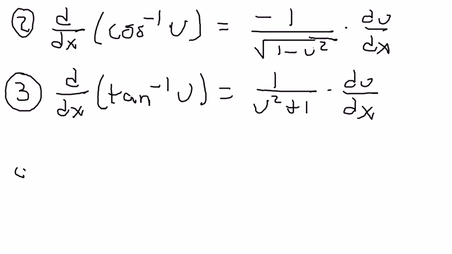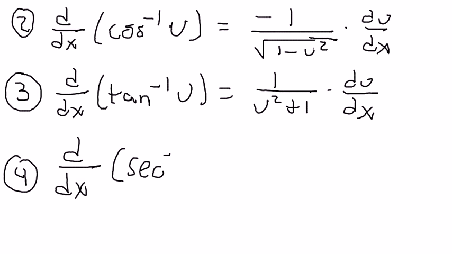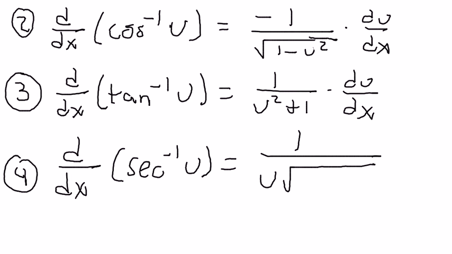And then finally, like I said, our book does secant, so I'll include that. I have never seen this one on the AP exam, however. And that's going to be 1 over u times the square root of u squared minus 1 times du over dx.